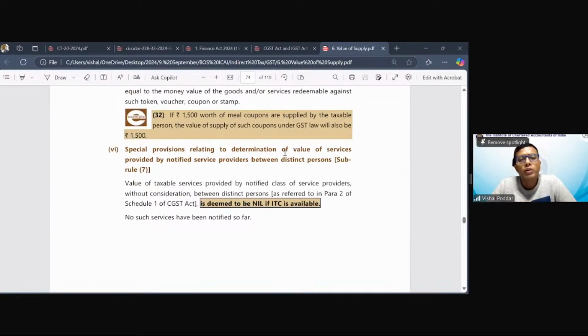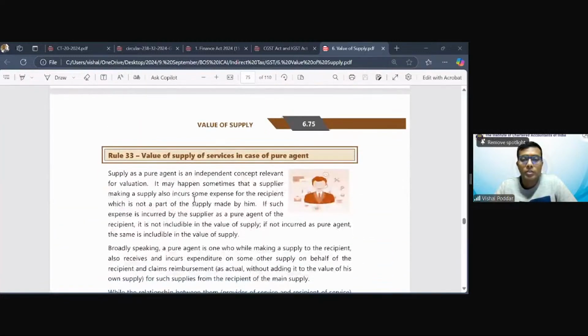Then provisions relating to determination of value of service provided by notified service providers between distinct persons. Now what is this? Value of taxable service provided by a notified class of service providers without consideration. And what is a service? It is the service by notified service providers between the distinct persons. Now, what are these?